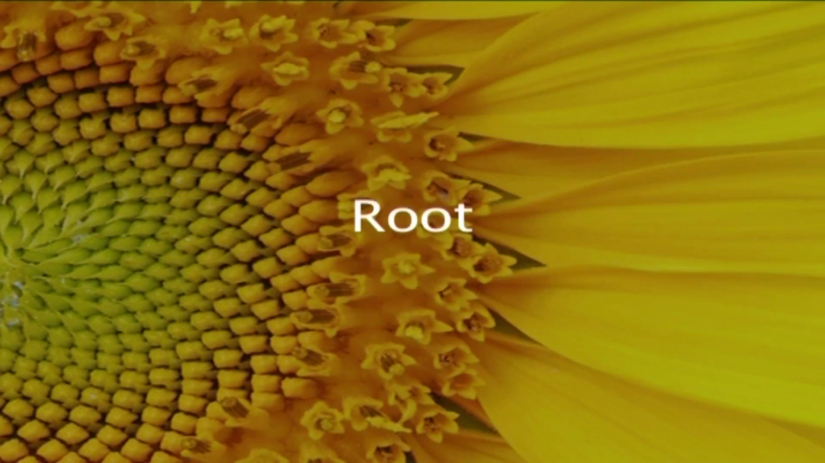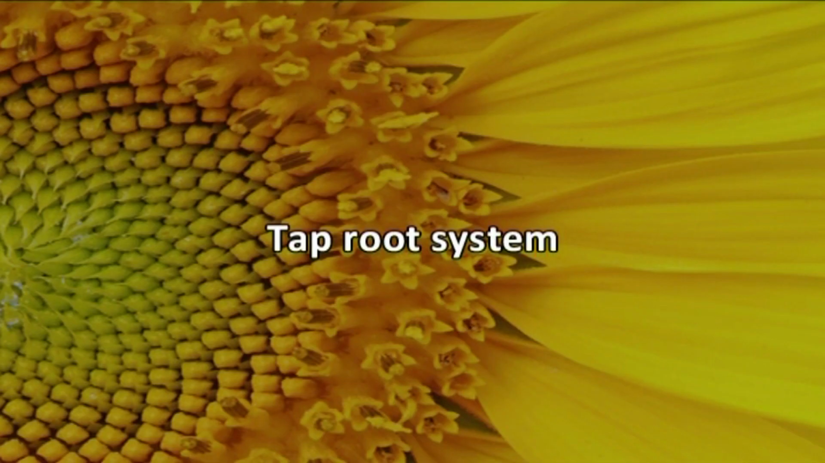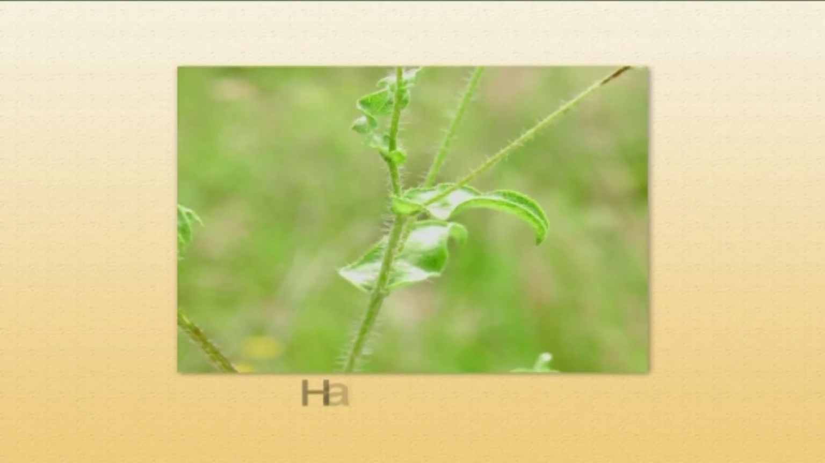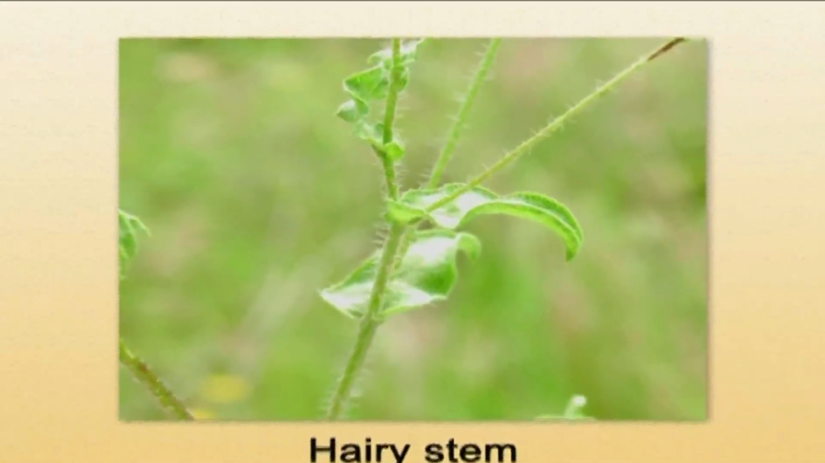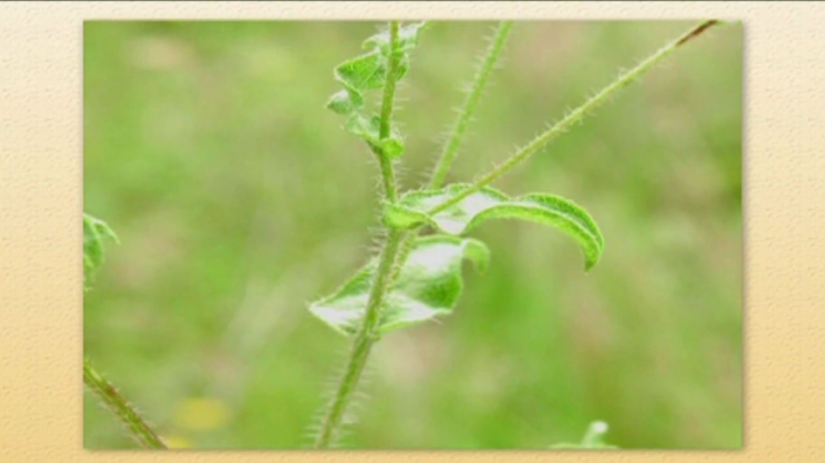Now, root. As Asteraceae belongs to the dicots, here the root is a taproot system. Now, stem. Stem is usually hairy. The hairs are diverse. They can be simple or they can be even branched. When branched, they assume various shapes.